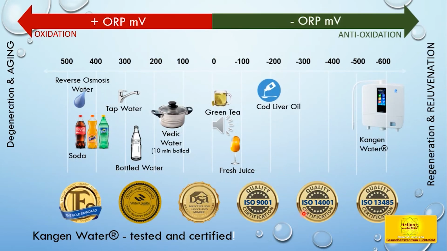Here you can see the entire scale of the least oxidative and most oxidative liquids. Reverse osmosis water and soda are the most oxidative, whereas Kangen water is the least oxidative.